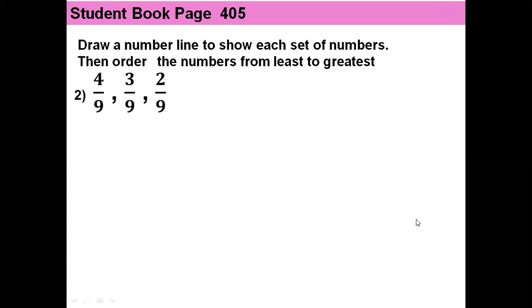Yes, teacher, I want to answer. Okay, Amira, yes. Okay, here we have from least to greatest, 2 out of 9, then 3 out of 9, then 4 out of 9. Yes, excellent. This is the correct ordering. 2, then 3, then 4, since all the denominators are the same.